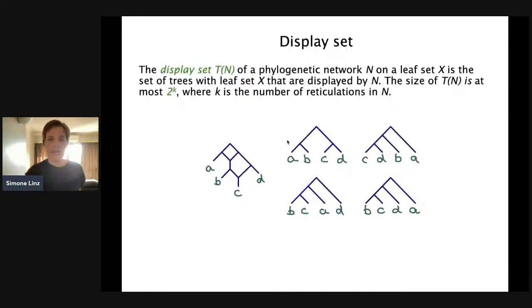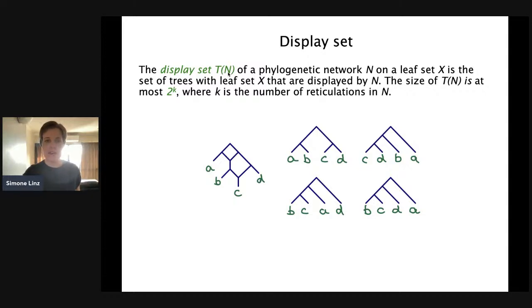Now, instead of just looking at a single tree that is displayed by a network or not displayed by a network, we can also look at all the trees that are displayed by a network. Here I consider all the trees displayed that have the same leaf set as the network. If we look at this collection of trees, then we call this collection the display set of the network. I use T(N) to denote the display set of a given network, and the size of this set is at most 2^k.